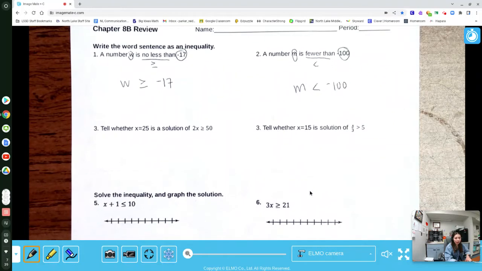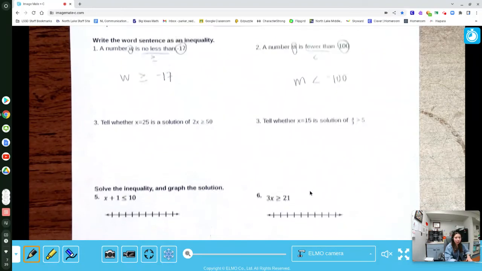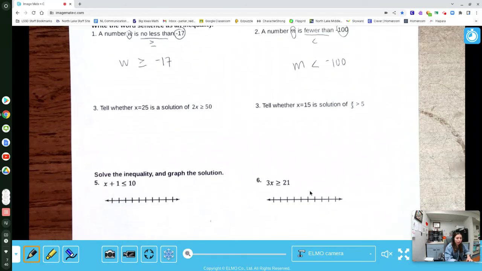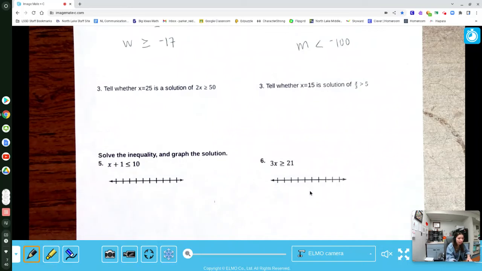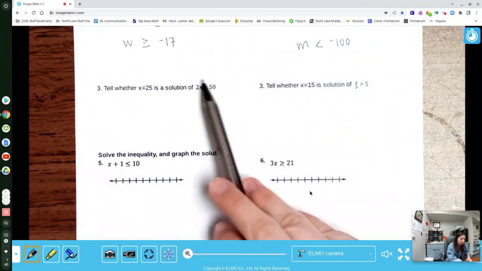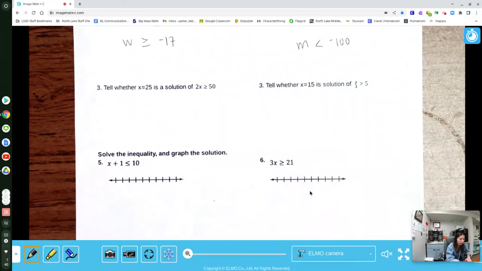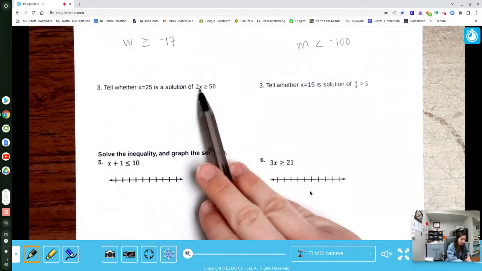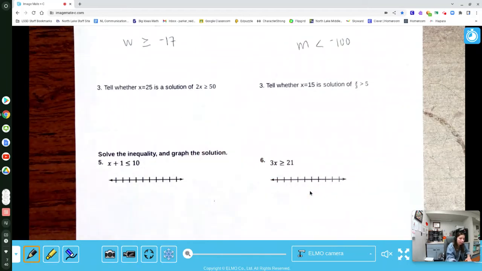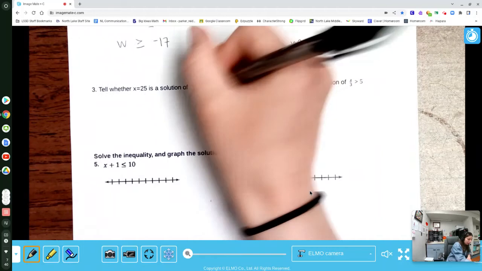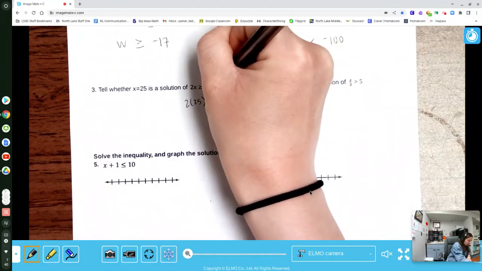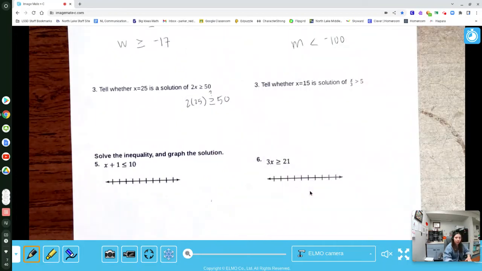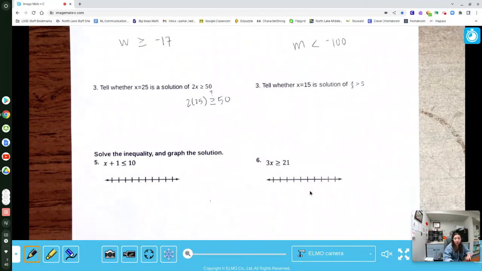Questions 3 and 4 ask us to tell if a specific value is a solution to the inequality. So here's how we're going to do that. In question 3, tell whether x equals 25 is a solution of 2x is greater than or equal to 50. So we're actually going to rewrite our inequality, but we're going to replace x with this value. So 2 times 25 is greater than or equal to 50. And I'm putting a question mark above there because the goal of this is to decide if that's actually true.